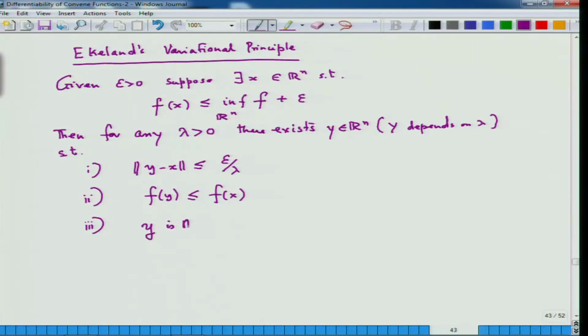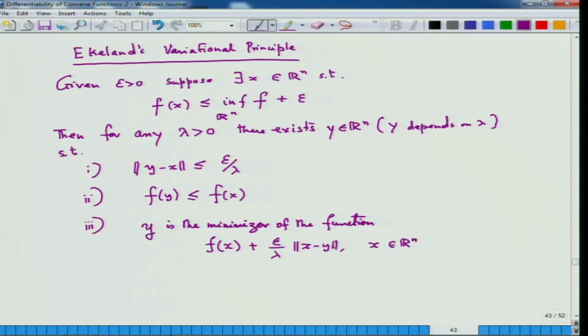y is the minimizer of the function. So, if I take this function, y is the minimizer of this function, that is the whole thing. So, this is something which is important and we should keep in mind.